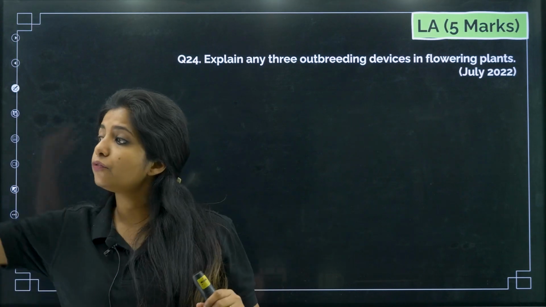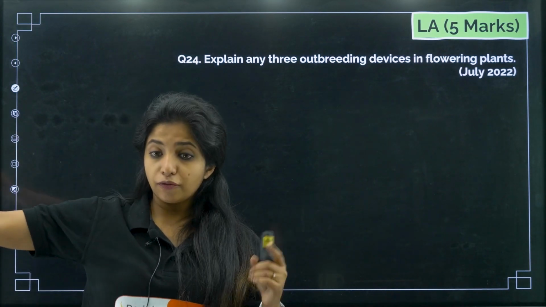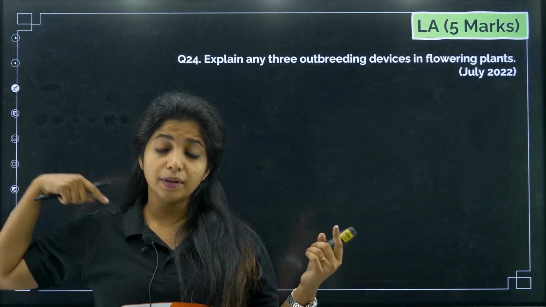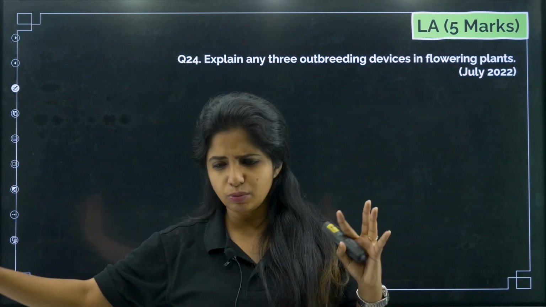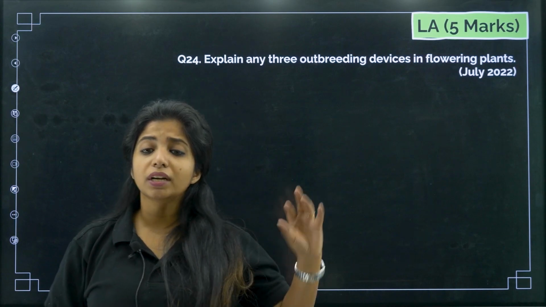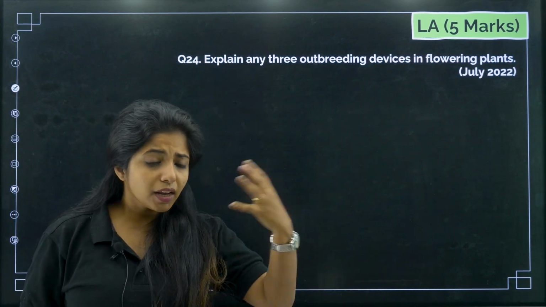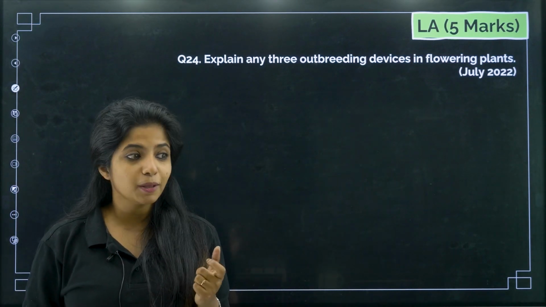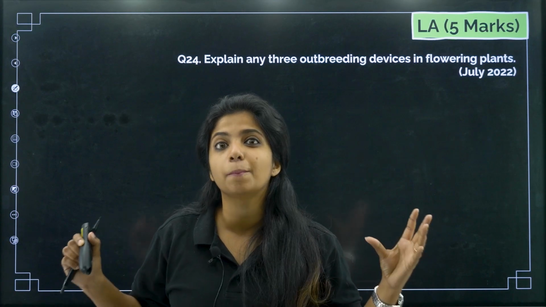Outbreeding means I am looking for some other plant, where fertilization or pollination happens between two different plants of the same species. That is known as outbreeding. Now, why do you think you need outbreeding devices? Because when regular inbreeding happens, the plants get something which is known as inbreeding depression.